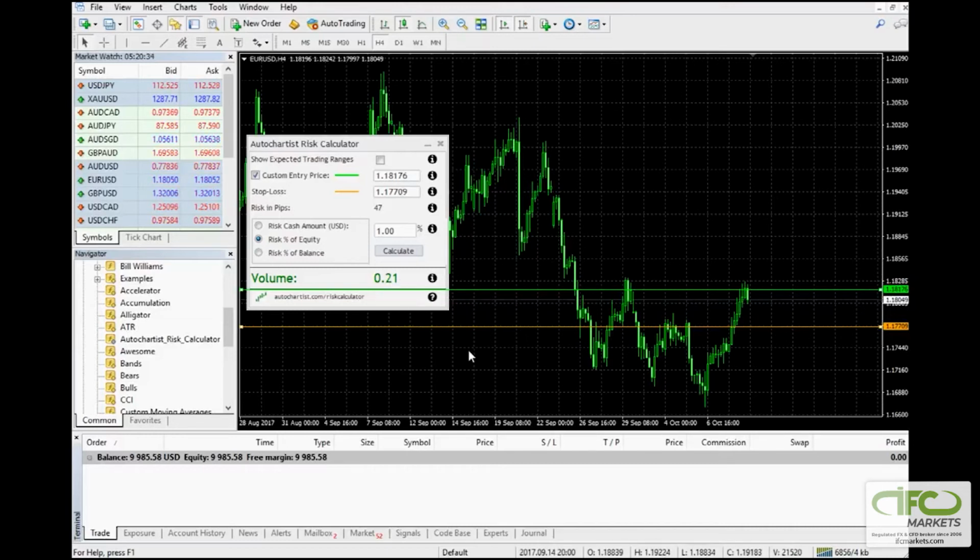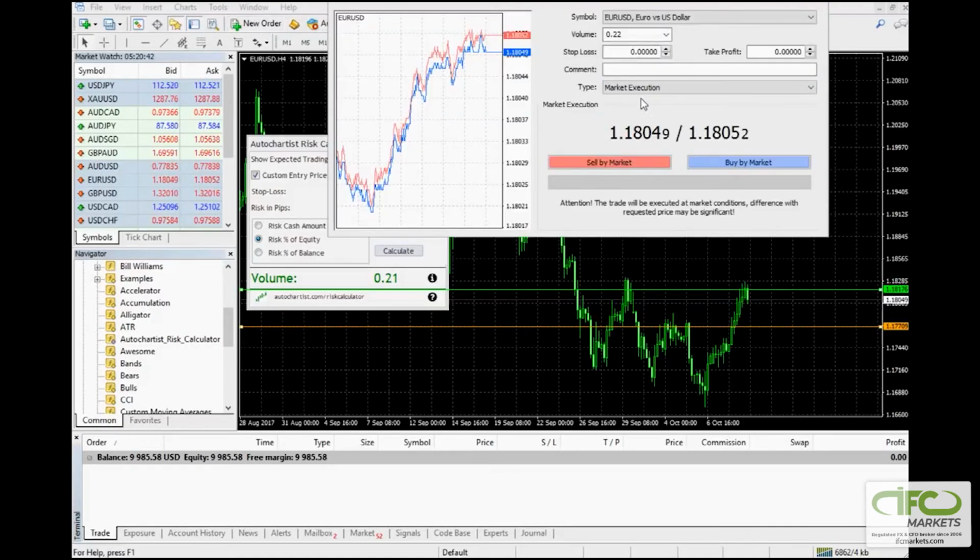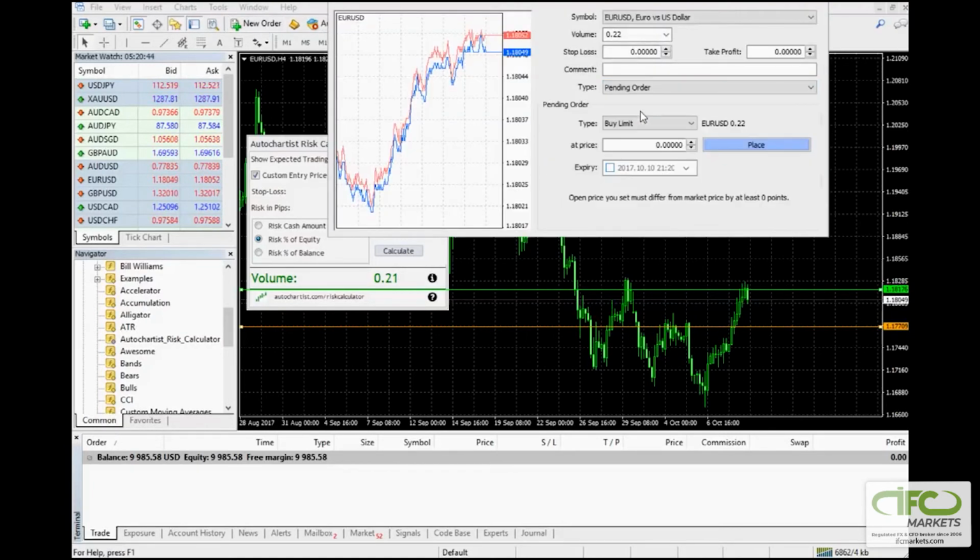In this example, we see that if we plan to place a buy stop position on euro dollar, and we want to risk 1% of our capital, then we need to set our volume as specified in the risk control panel, like this.